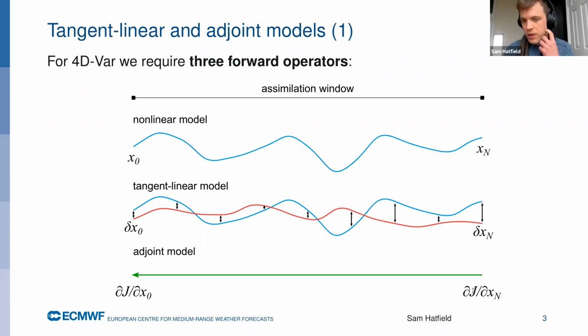So let's suppose our cost function is evaluated at a later time. This is J. It's just a scalar cost function that's a function of the variable. The adjoint model allows us to propagate that backwards to the beginning of the assimilation window.